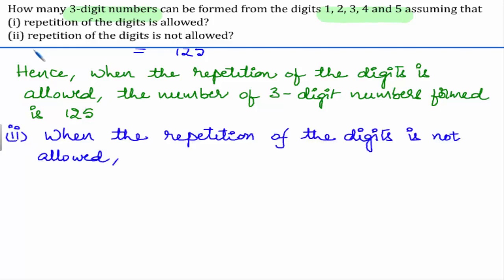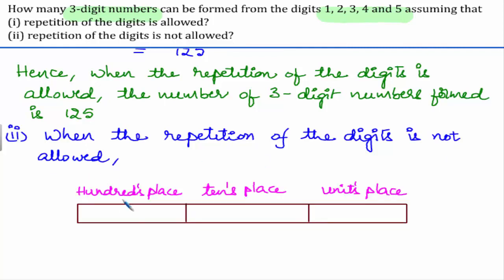In the second part of the problem, it is given that repetition of the digits is not allowed. When the repetition of the digits is not allowed, hundreds place can be filled with 1 or 2 or 3 or 4 or 5. So this implies that the hundreds place can be filled with any of the given 5 digits in 5 ways.